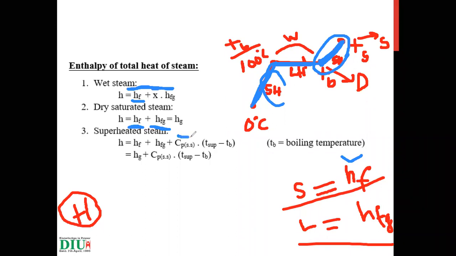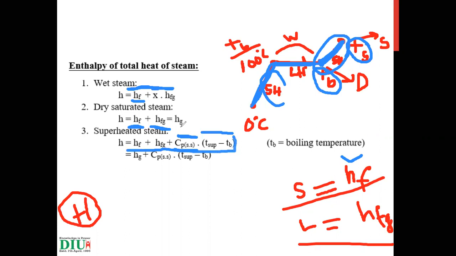So s is the specific heat, s or Cp, whatever. This is specific heat. And then the temperature difference. The temperature difference is, one is Ts, another one is TB. So the difference is Ts minus TB. That means T super minus T boiling temperature. So this is the equation for the superheated steam.